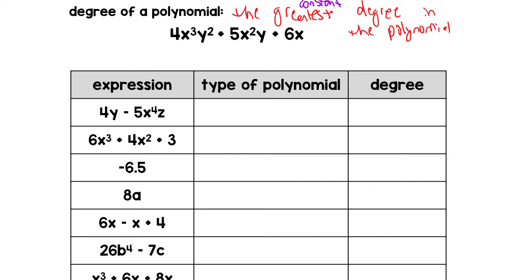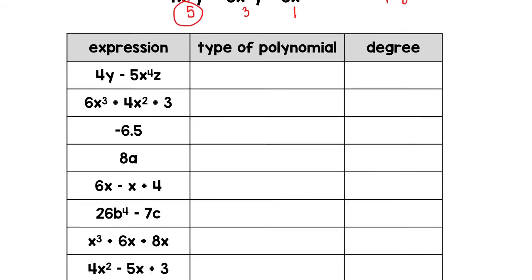So let's look at the polynomial we have here. It is 4x cubed y squared plus 5x squared y plus 6x. Let's look at the degree of each term. So this first term, we've got 0 plus 3 plus 2, that's 5. And then 0 plus 2 plus 1 is 3. And then 0 plus 1 is 1. So if we have the values of each term, that means the degree of the entire polynomial is the biggest one, or 5.